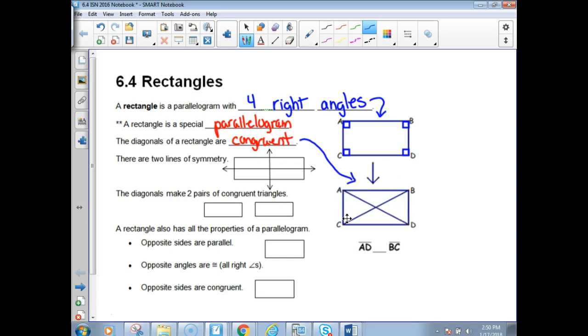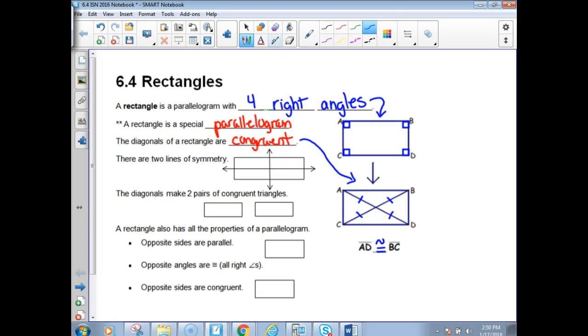So if they cut each other in half and they're also equal in length, then that means all the pieces here are the same size. So then AD is congruent to BC, and all those bisected segments are the same size. Those 2 bisected segments are cut into equal parts. A rectangle has 2 lines of symmetry, vertical and a horizontal. And the diagonals make 2 pairs of congruent triangles.